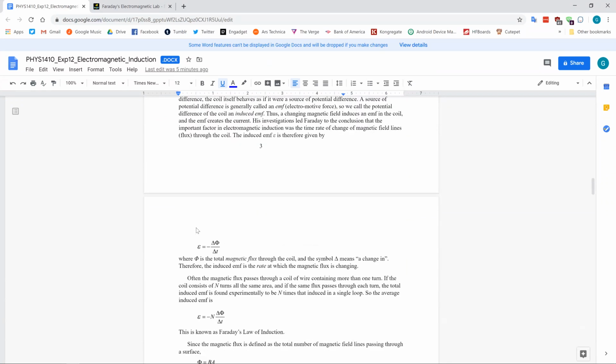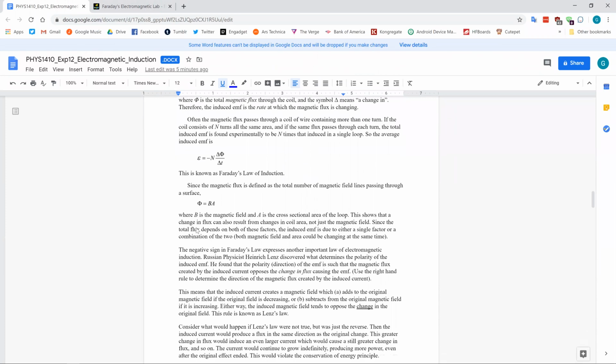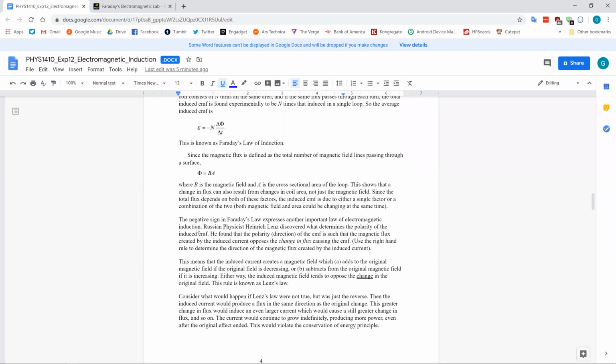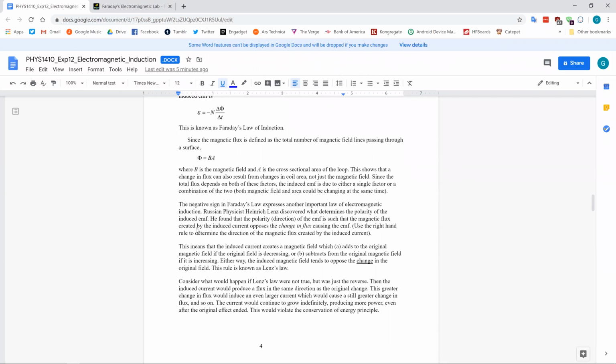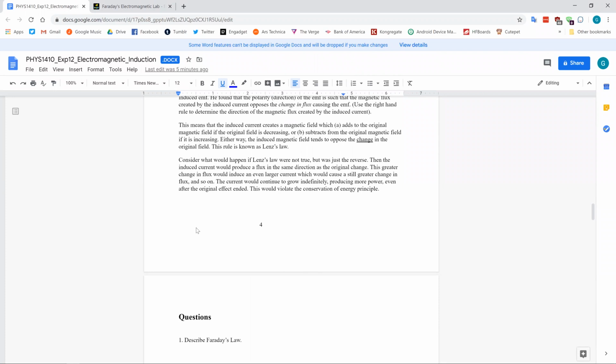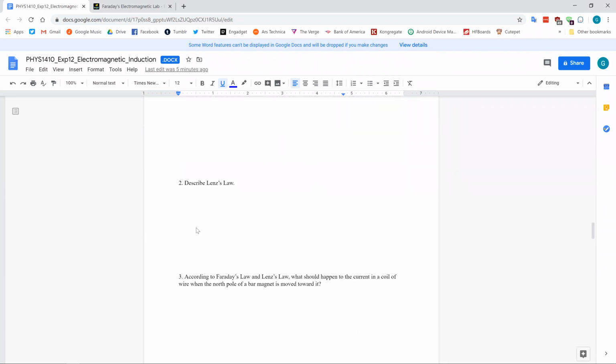Lenz's law is dealing with the direction of the voltage, and Faraday's law is really more concerned with the numerical amount of the voltage that's created. So, kind of in words, Lenz's law is: the current induced by a changing flux flows such that the magnetic field opposes that change in flux.